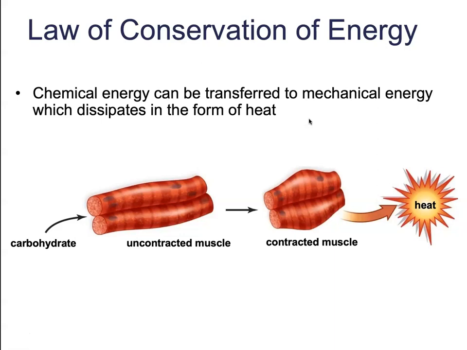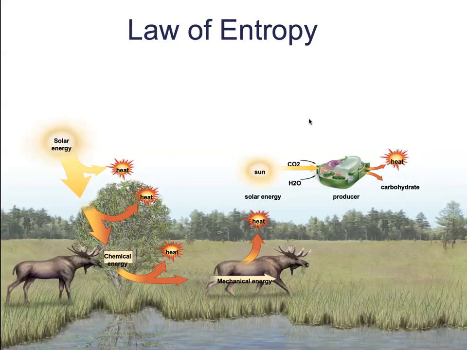Whenever we move or walk, potential energy stored in carbohydrates is going to be transformed into kinetic energy when we contract our muscles. As our muscles use this energy, none of it's destroyed, but each energy exchange process produces heat, which is going to dissipate into the environment and bring us to our second law of thermodynamics, and that would be the law of entropy.